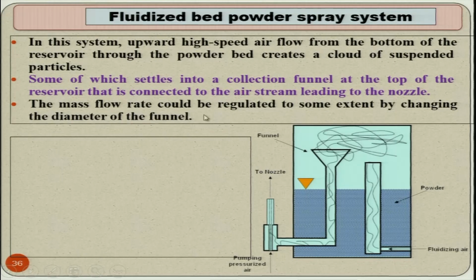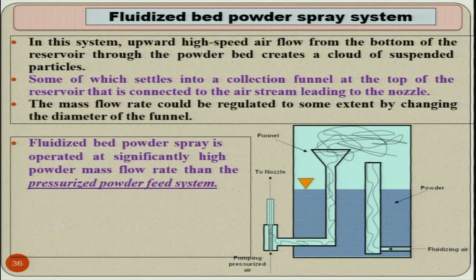The mass flow rate could be regulated to some extent by changing the diameter of the funnel. Diameter can be changed to control the mass flow rate, because the larger the diameter, the larger the flow rate, but again other parameters will change. So, you have to be careful while changing the diameter of the pipe. Fluidized bed powder spray is operated at significantly higher powder mass flow rate than the pressurized powder feed system.